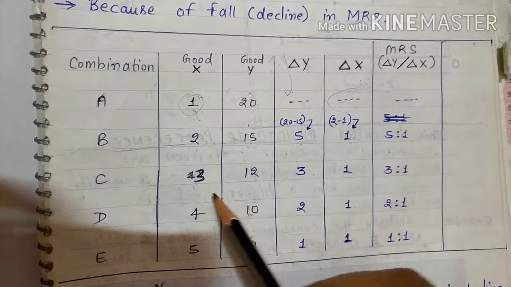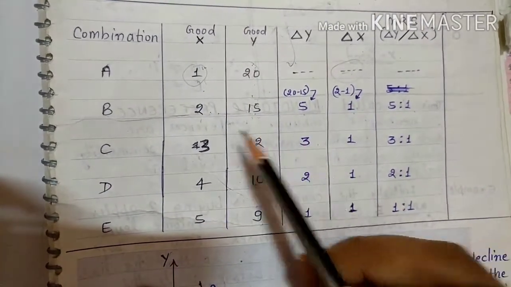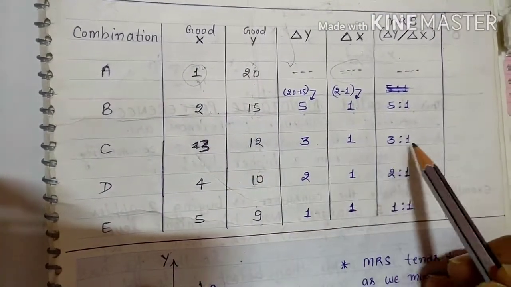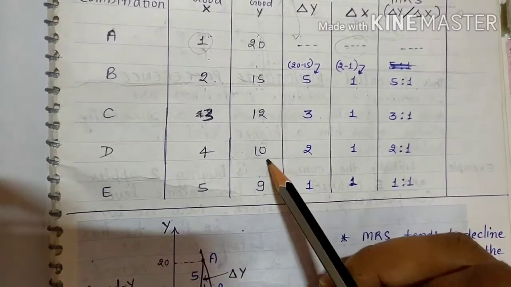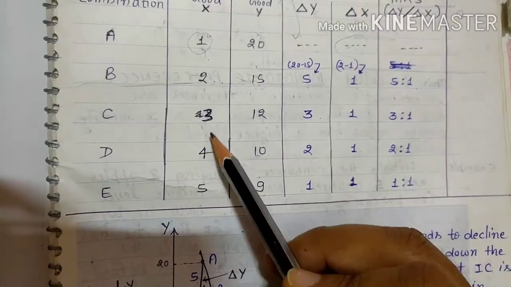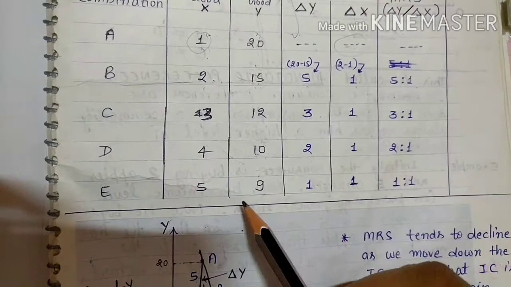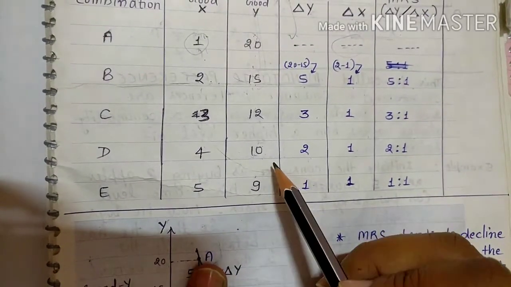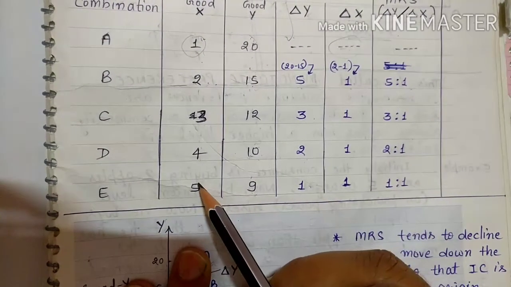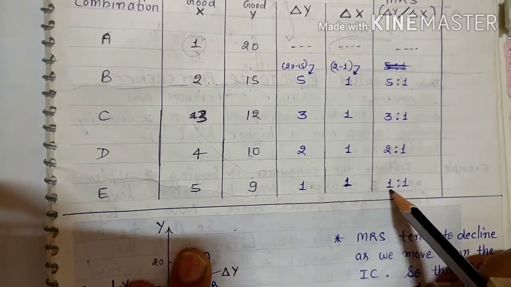So 5 is to 1. Here, 15 minus 12 is 3, and 3 minus 2 is 1, so 3 is to 1. Then 12 minus 10 is 2, so change in Y is 2, and change in X is 4 minus 3, which is 1. For the last one, change in Y is 10 minus 9, which is 1, and change in X is 5 minus 4, which is 1. So 1 is to 1.